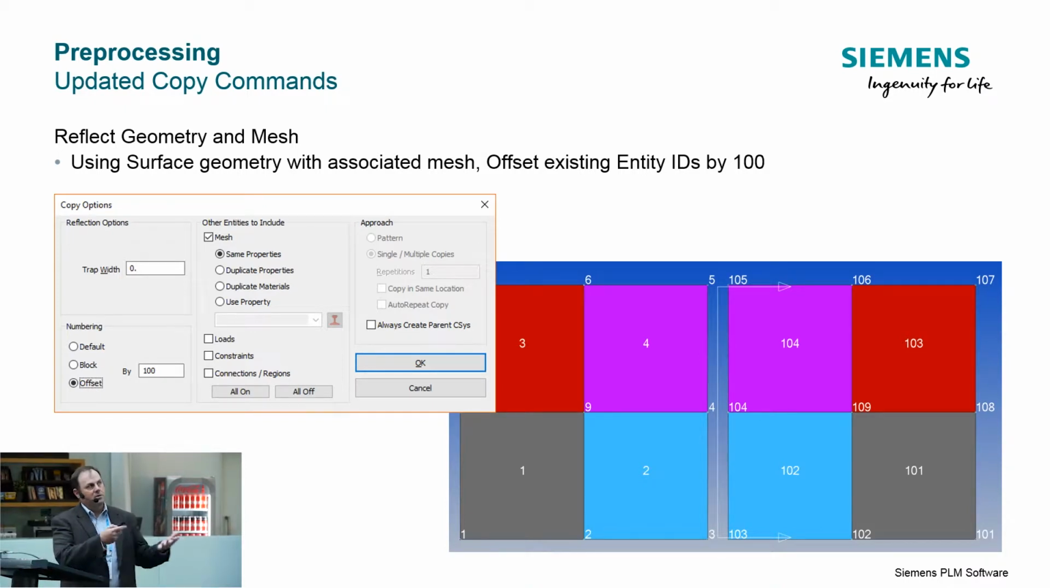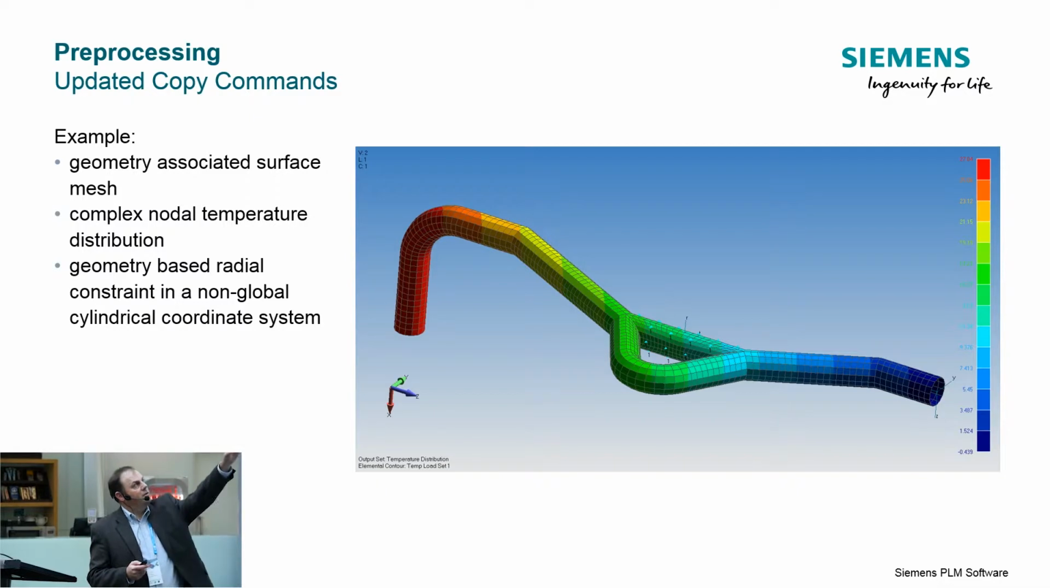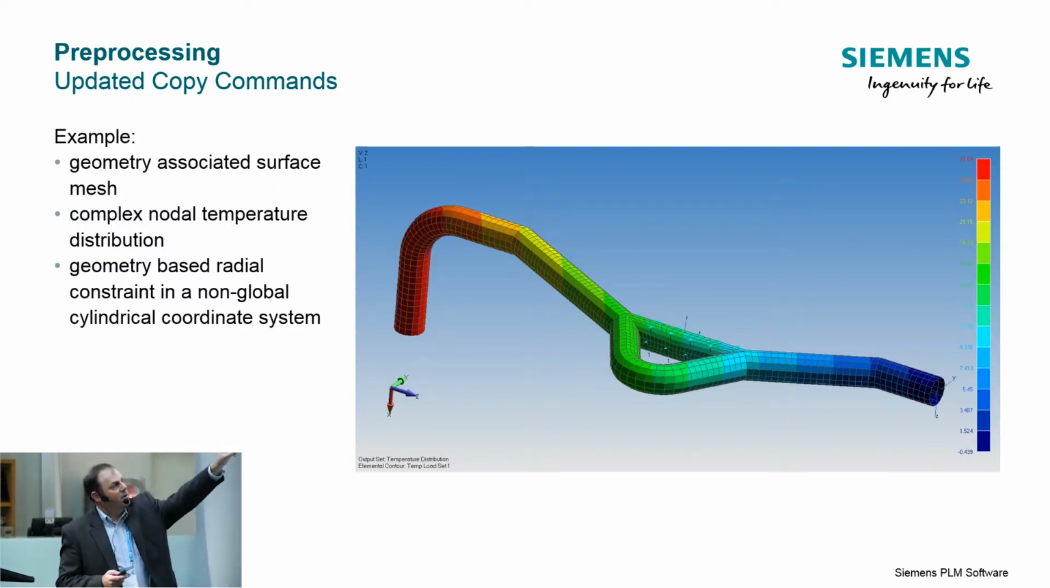Yeah, because basically there's two sides of the aircraft. So this is just an example. So here's our original model. You can see that there's some boundary conditions.